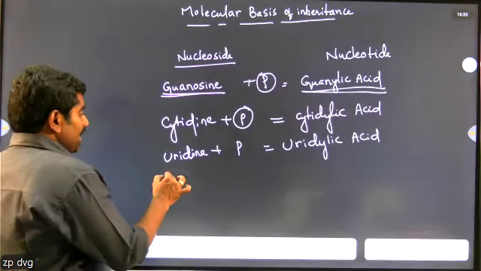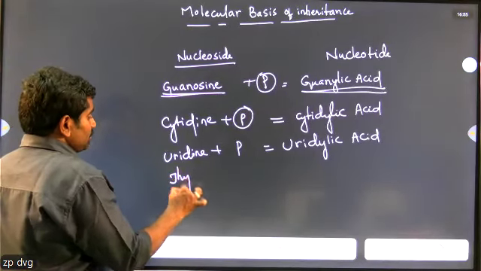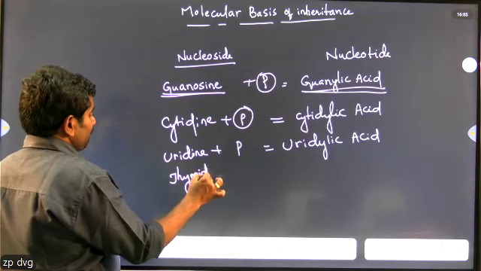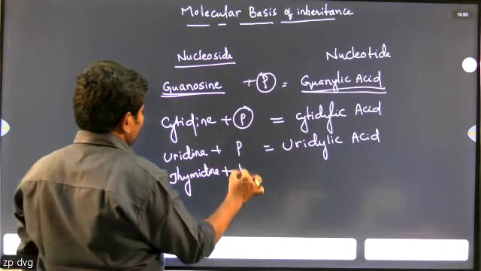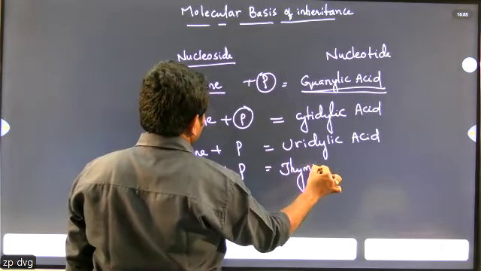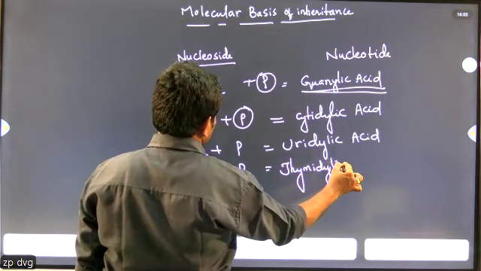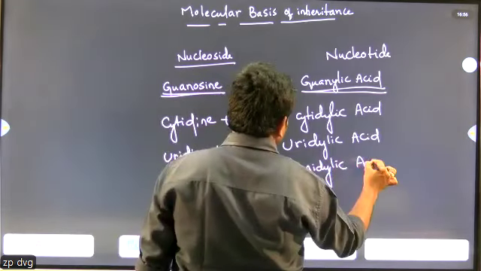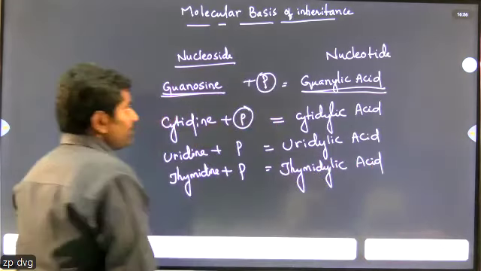And next one is thymidine. Thymidine plus phosphate equals thymidylic acid. These are the names of nucleotides.